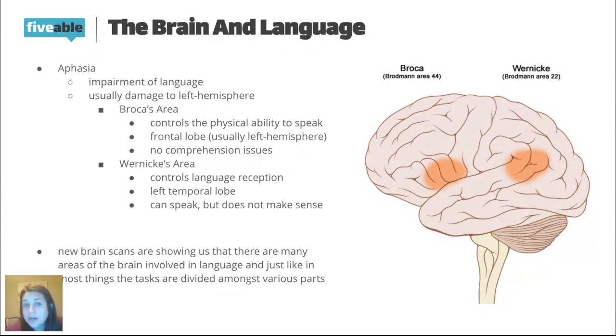Those are just two areas of the brain that are associated with language, the two big ones that you need to know. But as we research the brain more and more, we are learning that there's multiple areas of the brain that are involved with language development. But those are the two big ones that you should be aware of, Broca and Wernicke.